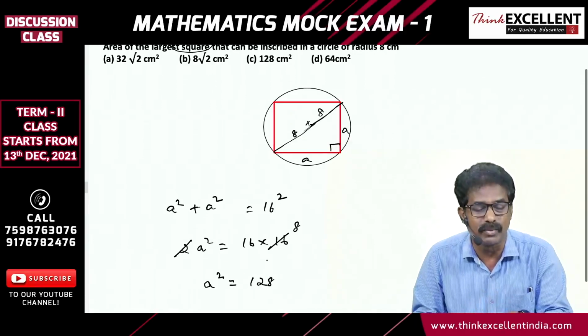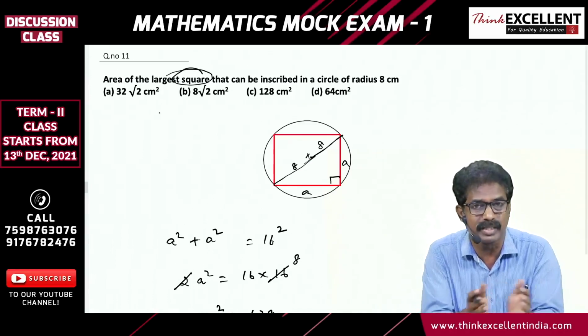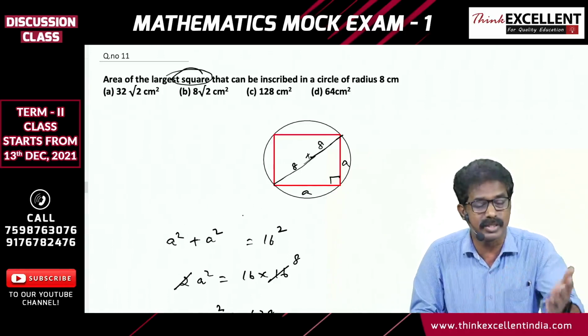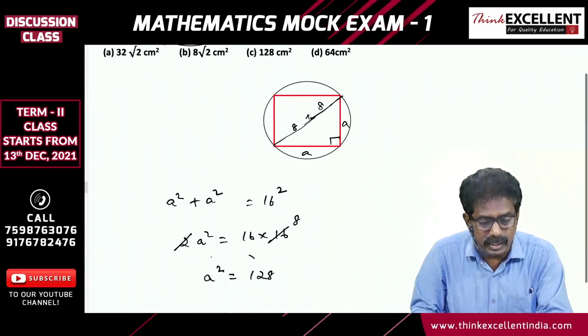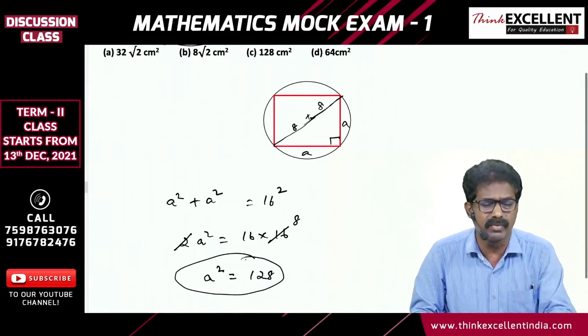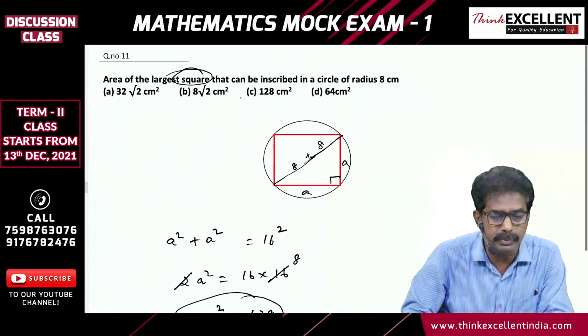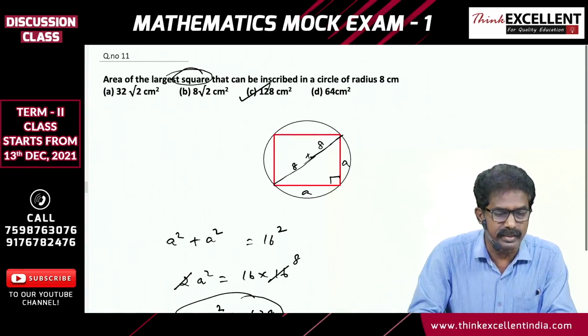Stop here itself. Why? You know what they asked? They didn't ask you to find the side of the square. The question is find the area of the square. Area means side into side, A into A, it is A square. A square we need. We got A square itself. So 128 centimeters square. So option C is the correct answer.